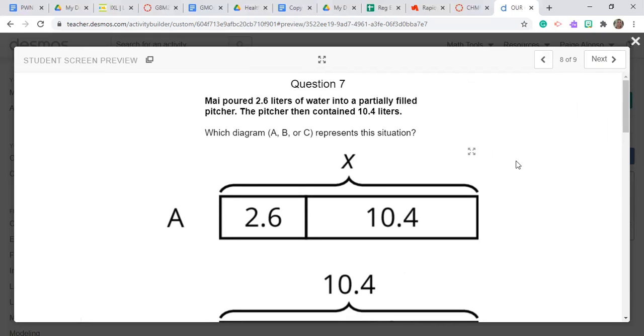Question number 7. Mai poured 2/6 liters of water into a partially filled pitcher. The pitcher contained 10.4 liters. I'm sorry, let me read that again. Mai poured 2.6 liters of water into a partially filled pitcher. The pitcher then contained 10.4 liters. Which diagram, A, B, or C, represents this situation?